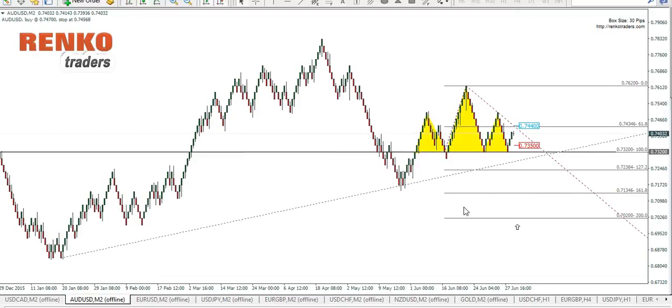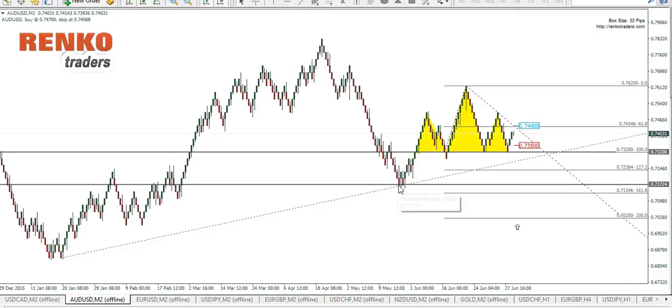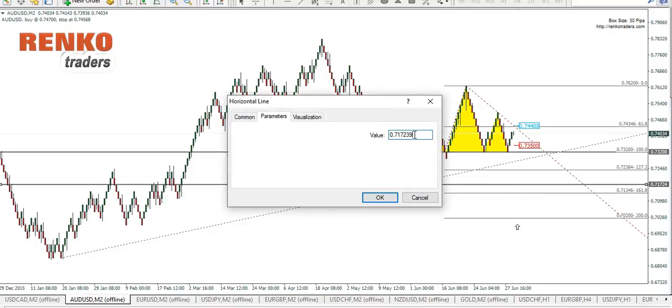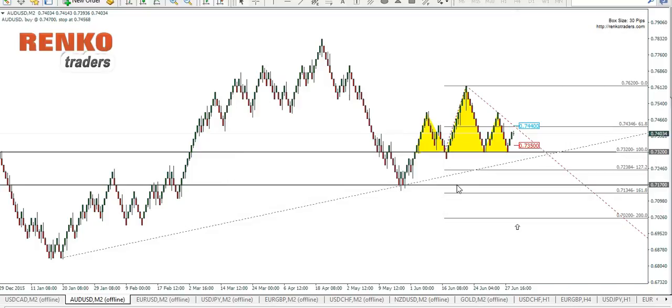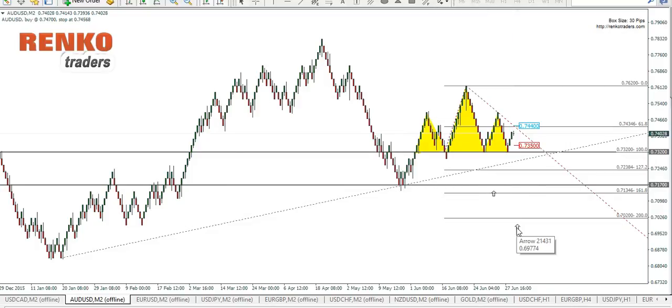The downside targets: you've got a minor support sitting at 0.717, which is where you would be taking your first target, followed by a move to 0.702, where you could have your second or the extended targets.